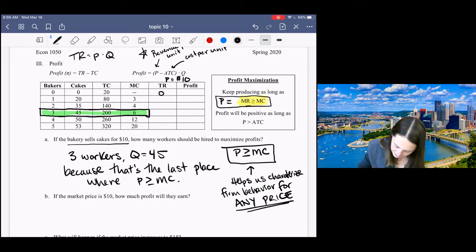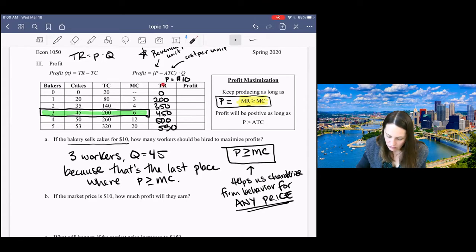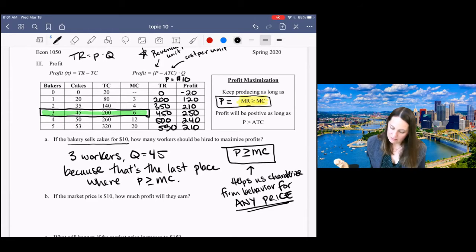So if I make no cakes, I get no revenue. Okay, 20 cakes gives me $200 in revenue. It's $350, $450, $500, and $530. Okay, total revenue is just price times quantity. And then profit will be total revenue minus total cost. So I'll just subtract. I got negative 20, 120, 210, 250, 240, and 210. Okay.